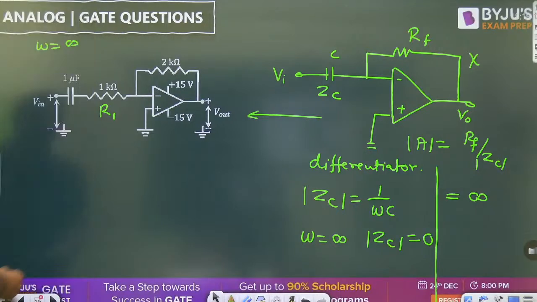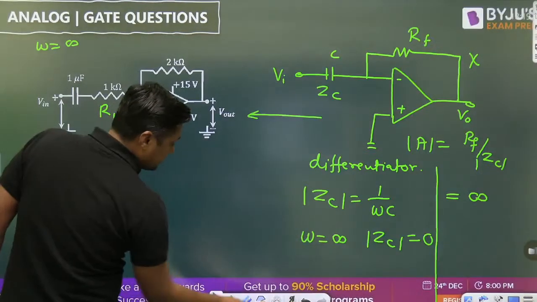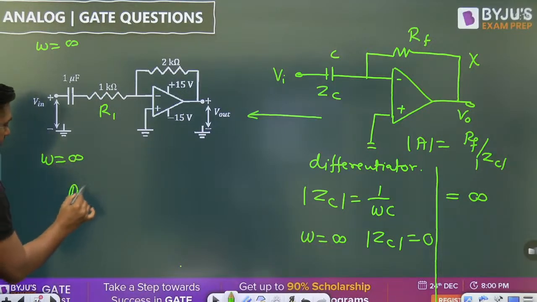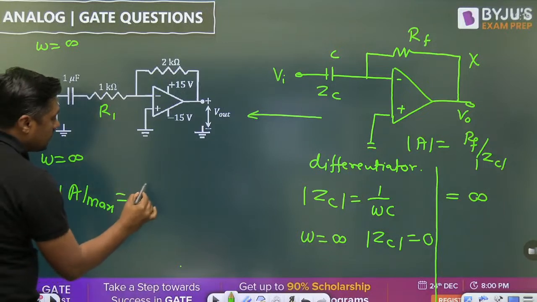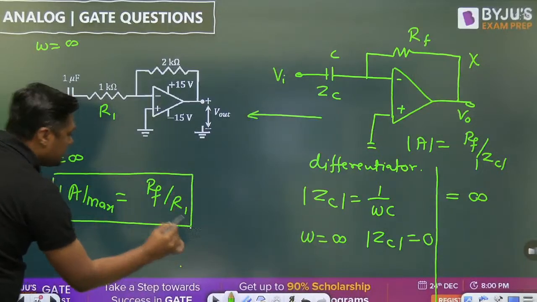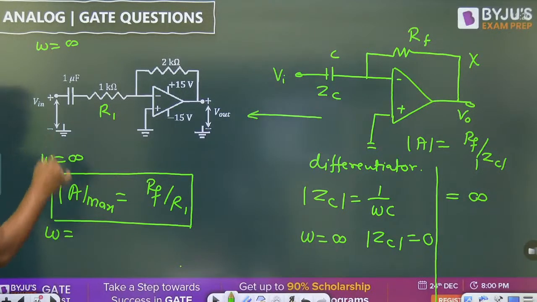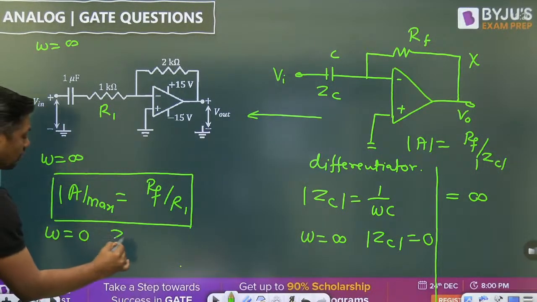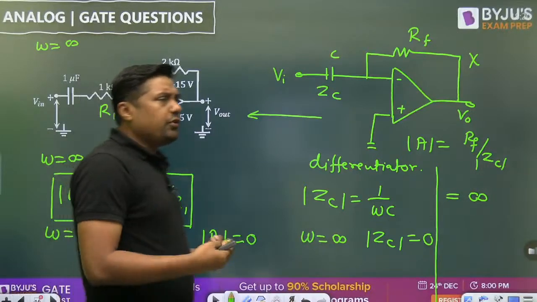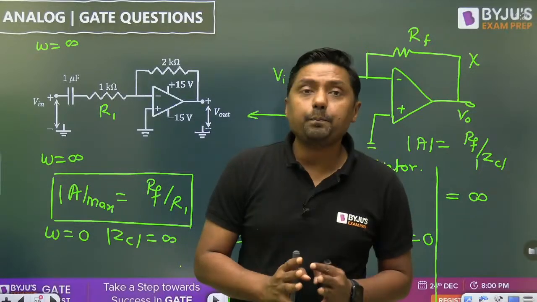Now at omega equal to infinity, this capacitor will act as a short circuit. When the capacitor acts as a short circuit, this is R1. So at omega equal to infinity, the maximum gain will become RF by R1 only. And at omega equal to 0, ZC is infinite, and that's why the gain is 0. So at low frequency the gain is 0, at high frequency the gain is maximum, which means it is nothing but a high pass filter.